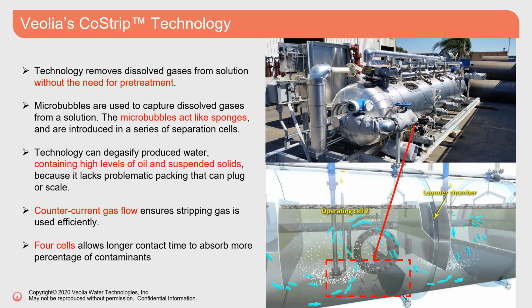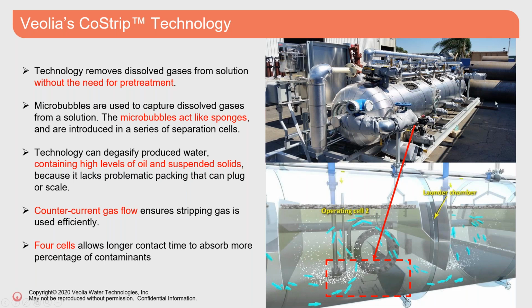Now, Veolia's CoStrip degasifier approaches the gas removal from a very different perspective. Veolia's CoStrip does not have packing or trays, and because of that, it's not susceptible to fouling and is able to handle high levels of oils and solids, along with high dissolved gases that come in the water without the need for any upstream pretreatment equipment.